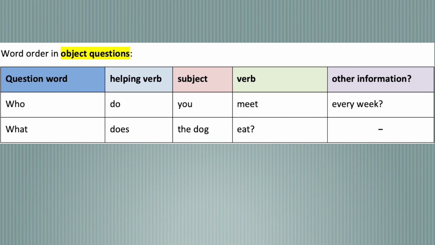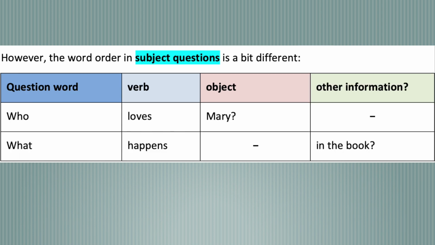Here, you see the word order in object questions. However, the word order in subject questions is a bit different. In subject questions, we don't see the helping verb, like do or does, and the verb is always in the third person singular form if the tense is simple present tense.